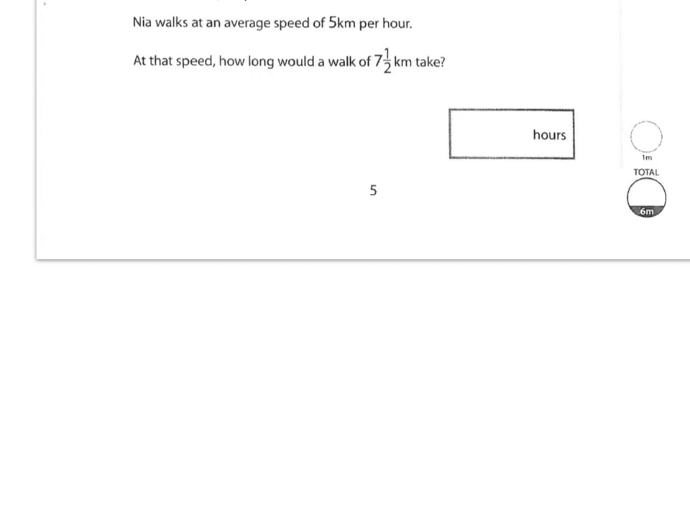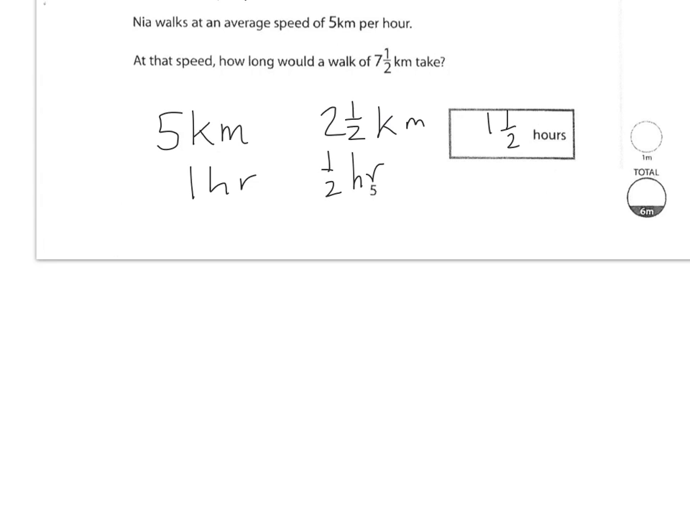Nia walks at an average speed of 5 kilometres an hour. At that speed, how long would she take to walk 7.5 kilometres? Well, in the first hour, she would walk 5 kilometres. If she were to walk at that speed for another full hour, she'd walk 10 kilometres, but that's too far. But hang on, if she was to walk half that 5 kilometre distance, so 2.5 kilometres, that would give us the total of 7.5. So that is 1 hour and a half an hour walk altogether.